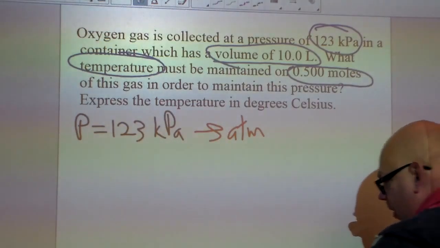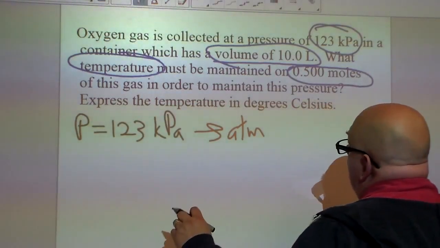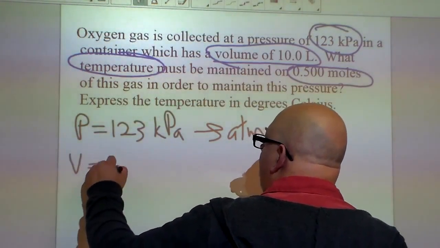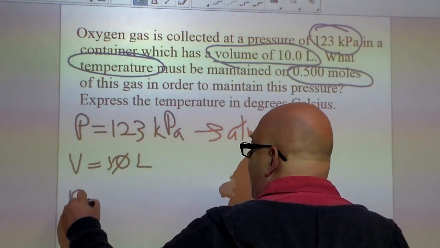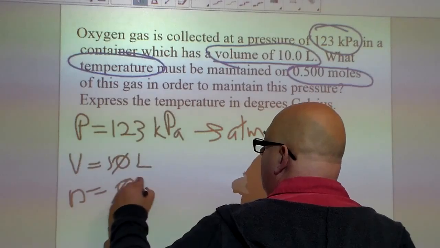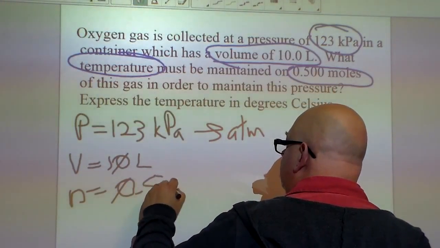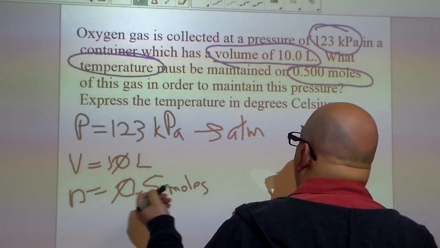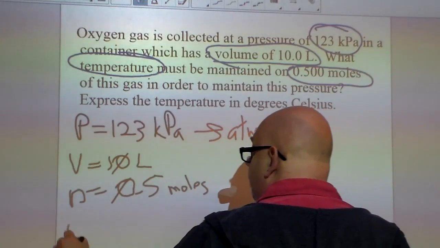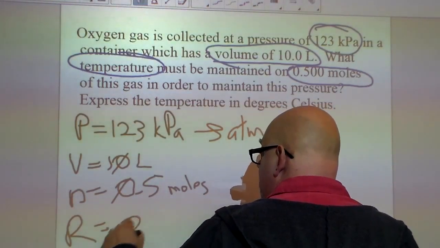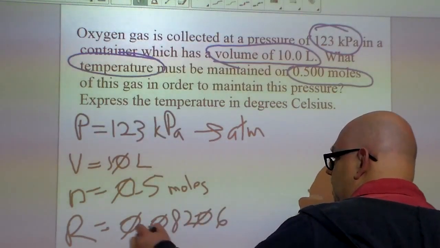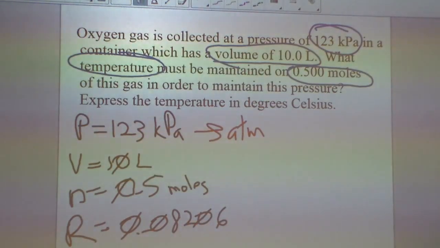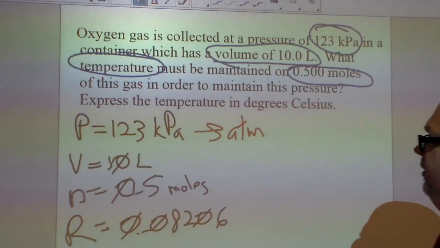Okay? Now, what else do I have here? I have a volume of 10 liters, and I have my n value of 0.5 moles. Now, my R value, well, that hasn't changed. It's 0.08206. So we have everything.